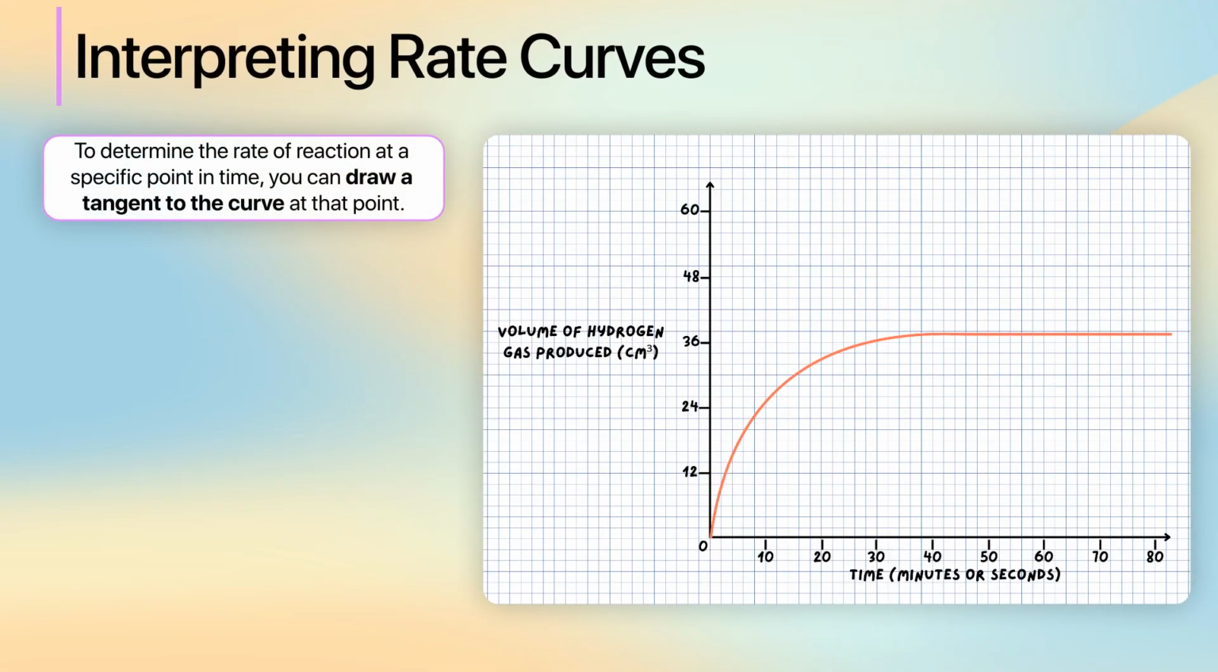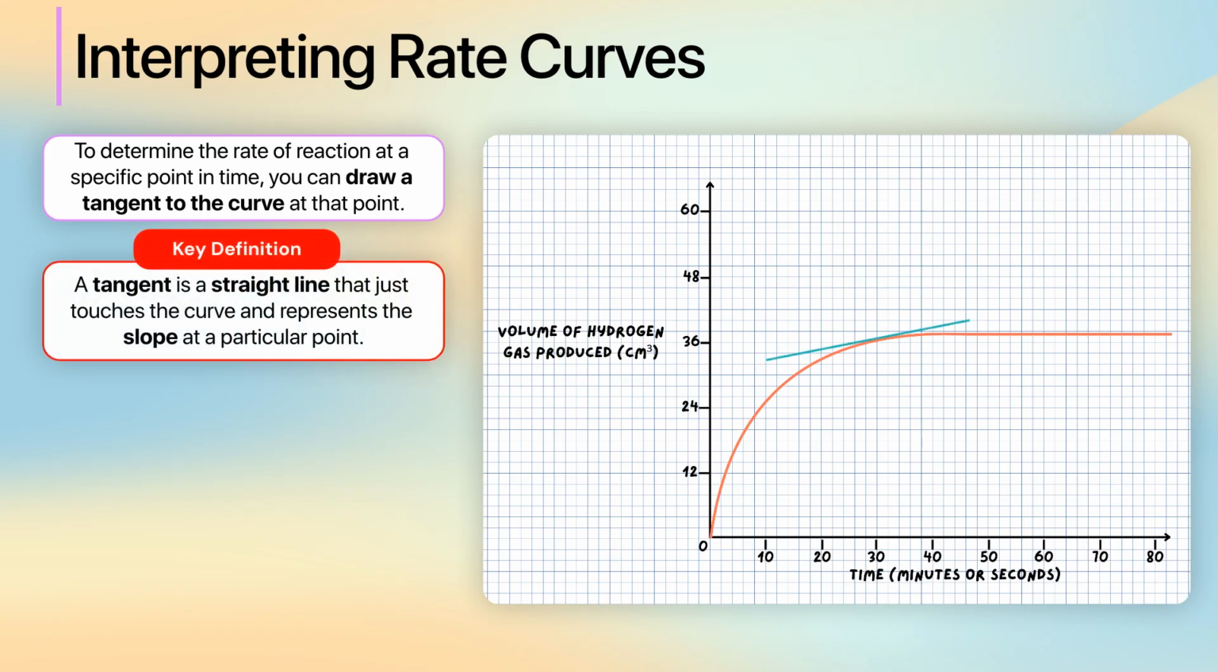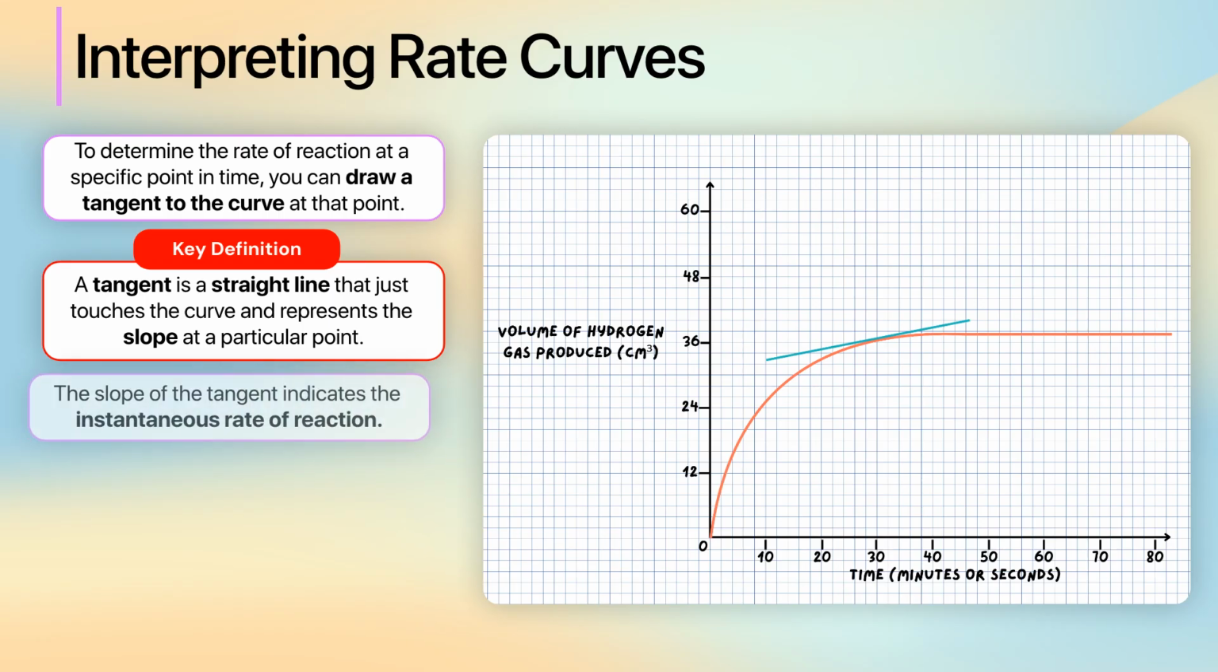To determine the rate of reaction at a specific point in time, you can draw a tangent to the curve at that point. A tangent is a straight line that just touches the curve at a particular point and represents the slope at that point. The slope of the tangent indicates the instantaneous rate of reaction.